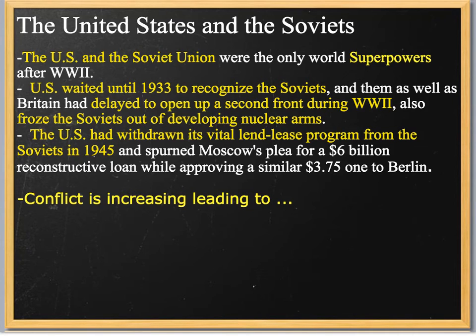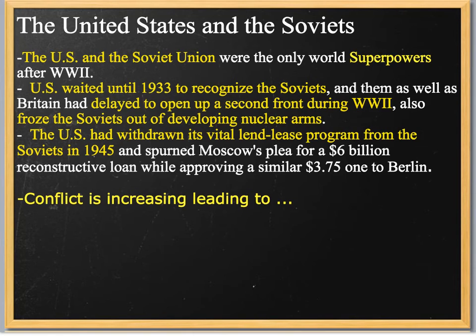A little bit of history between the U.S. and the Soviets. We know that FDR does recognize the Soviet Union in 1933, about 15 years after they became a country, after the fall of Tsar Nicholas II. So the United States did wait, which kind of annoyed the Soviets. And then also the United States and Britain delayed on the second front in Europe.